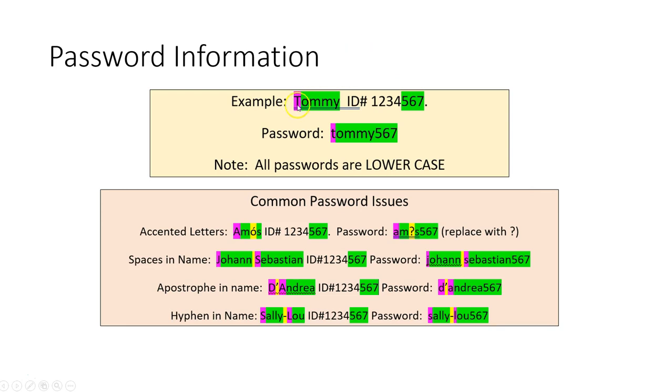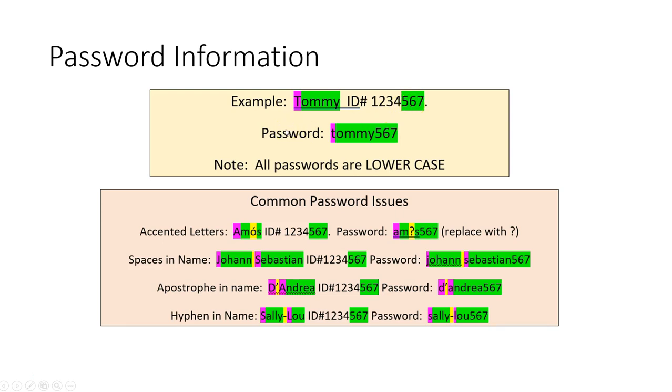So let's say, for example, my first name is Tommy, and my ID number is 1234567. My password would be Tommy with a lowercase t. Notice that the capital T is now converted to lowercase, 567, grabbing the last three characters from my student ID.